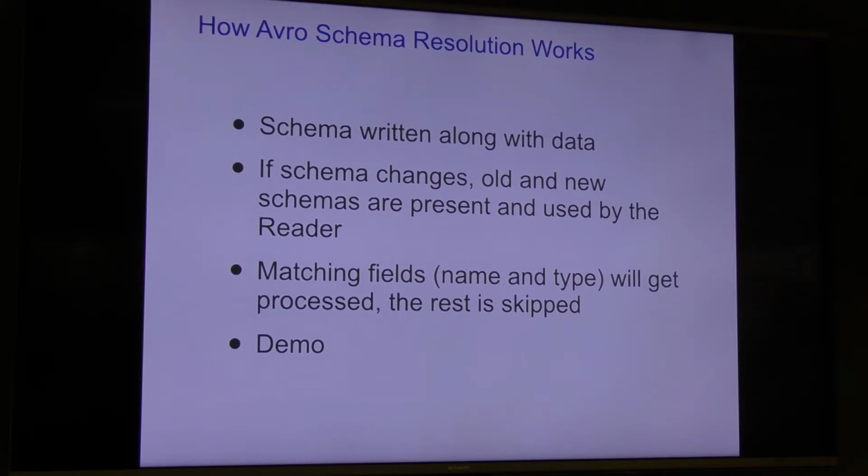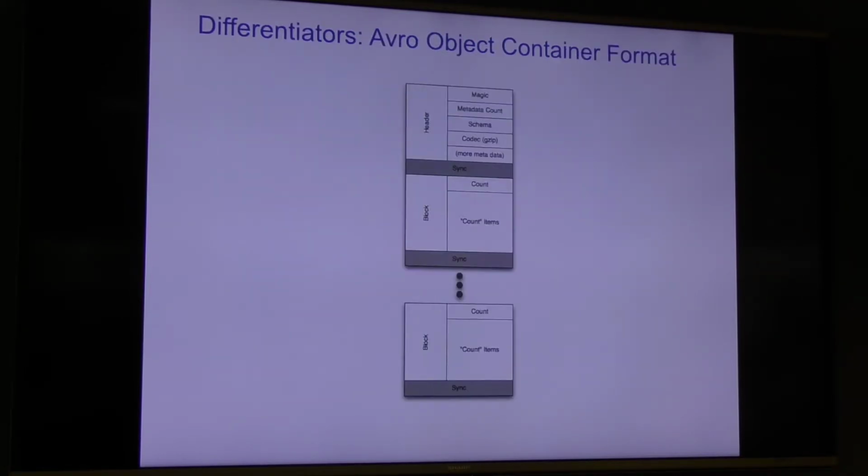So schema is written along with the data, right? So if the schema changes, it looks at the old and the new schemas, and then it compares the two, and then it matches them by two things. It uses the field name and the type, and that's all. So as you're going through, it looks to see, from the read and write schema, do we have a field and a type that are the same? Then yes, it considers it a match. And the rest of it will get skipped. So you can have a ton of additional stuff in there, and it won't end up getting picked up.